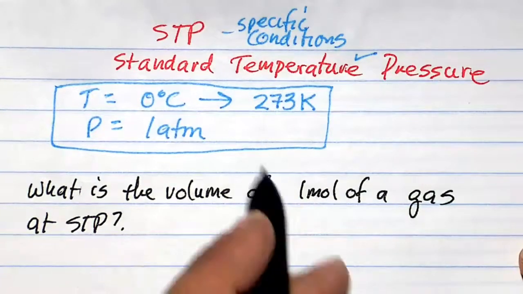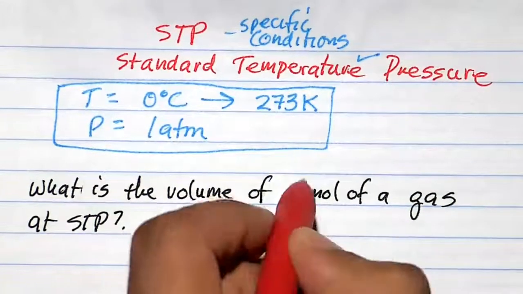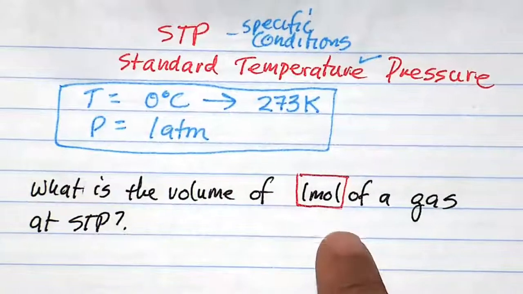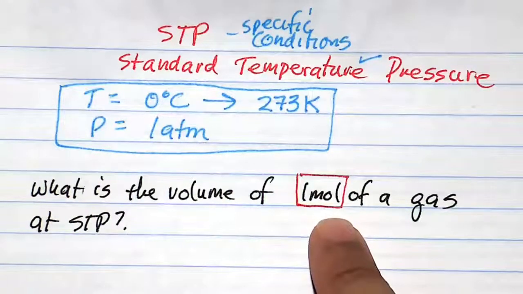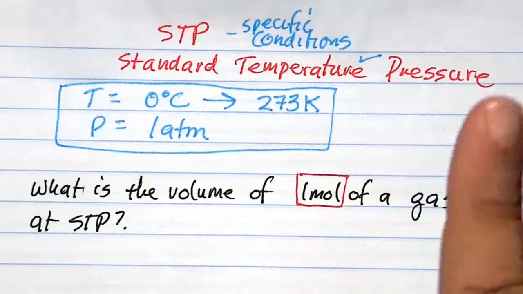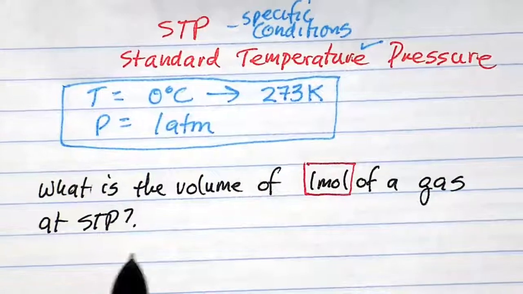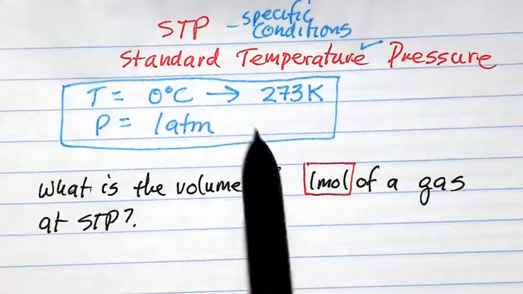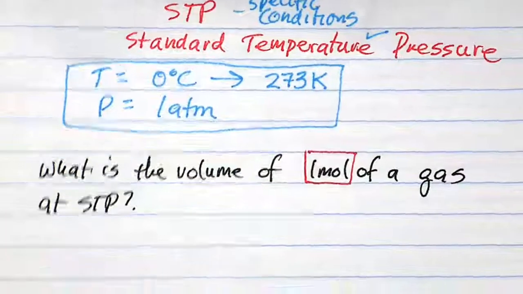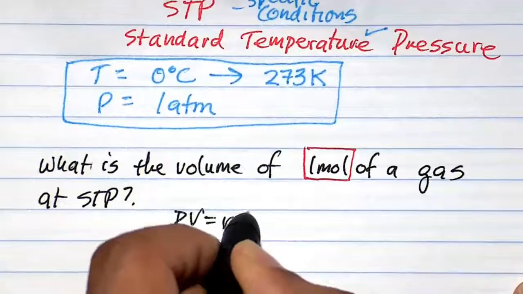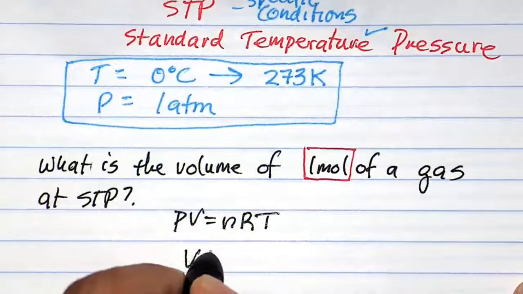So what is the volume of 1 mole of a gas? Now the key word here is 1 mole. I'm not saying 2 moles or 0.5 moles or Avogadro's number of moles or a million moles or 1 times 10 to the minus 6 moles. It's just 1 mole only. What is the volume of 1 mole of the gas under these conditions of 1 atmosphere of pressure and 273 Kelvin? So let's put it into our ideal gas law, PV equals nRT, and let's solve for V.